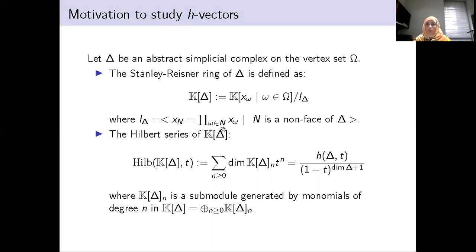For example, if you're just considering the boundary of a triangle, with vertices 1, 2, 3, and you are not taking the face 1, 2, 3 as well, what will the non-face be? The non-face is just 1, 2, 3. So the monomial in this case is just x1 x2 x3, and you quotient out by this one. So you get this Stanley-Reisner ring. This is the algebra associated to this simplicial complex.